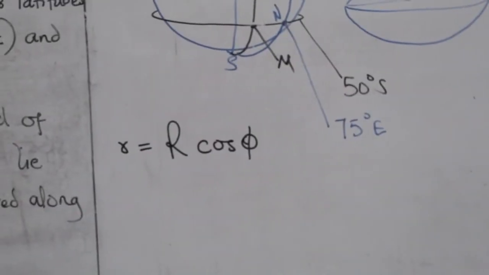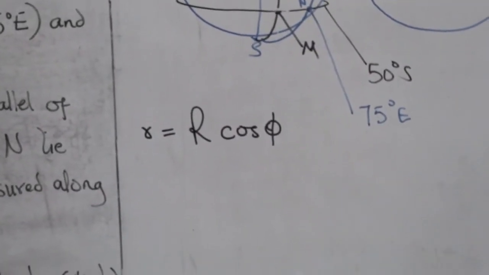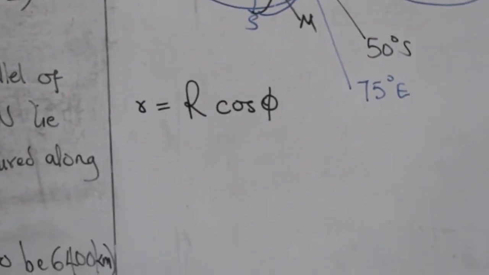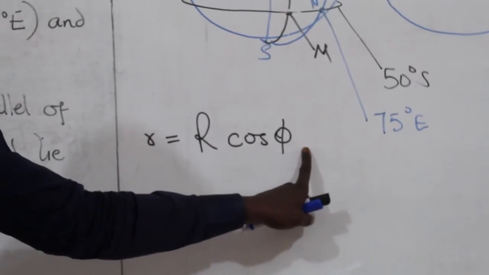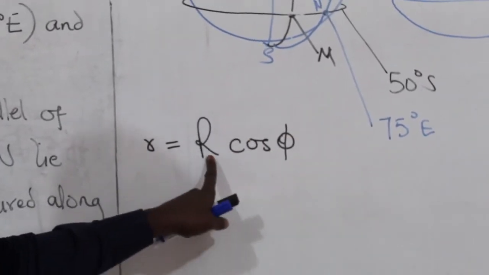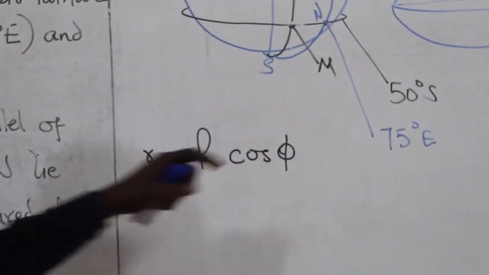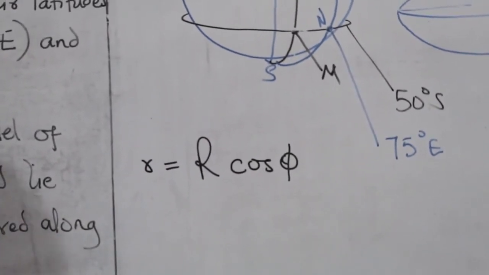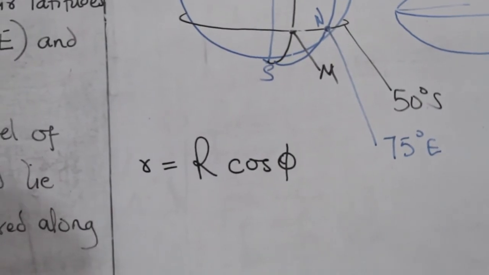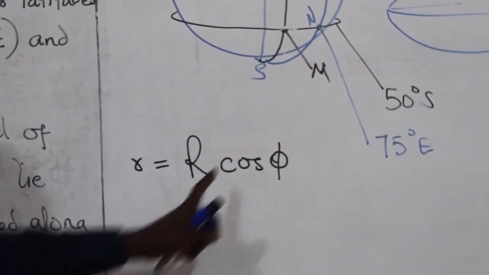r is given by big R cos phi. We use phi to represent their common latitude. And R here represents the radius of the Earth. The radius of the Earth was given to us as 6,400 kilometers. So I've gotten all I need to get the radius.